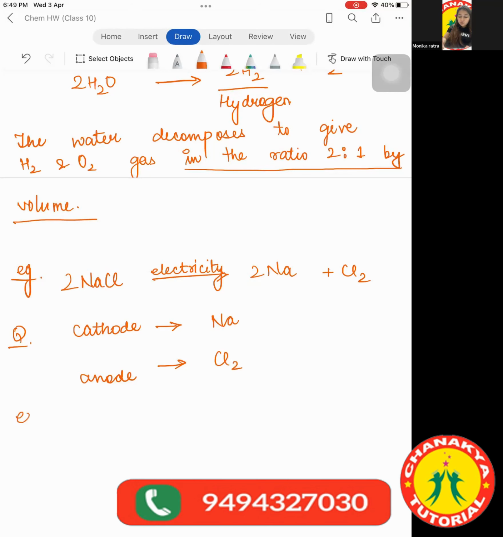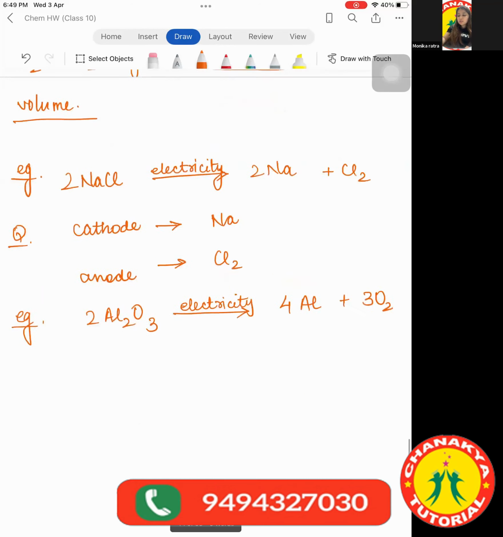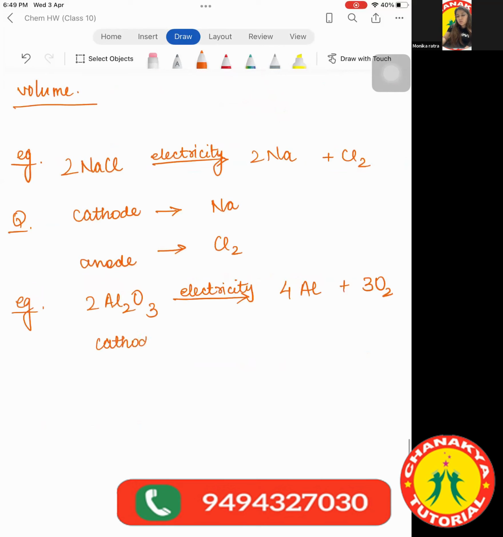Next example I'll give you. It is 2Al2O3. This again on passing electricity gives us 4Al plus 3O2. Now my question is from Subhansh. Subhansh, what comes at cathode and what comes at anode? Oxygen is at anode and aluminium at cathode. Clear, everyone? That is all which you need to know in the electrolytic decomposition reaction.